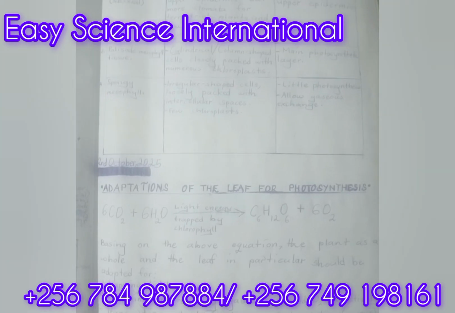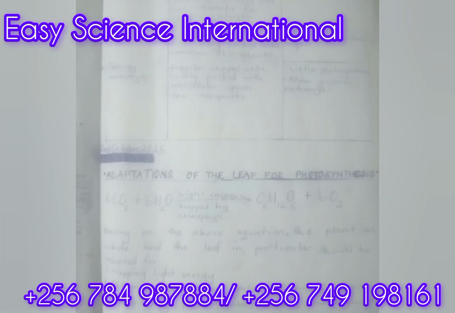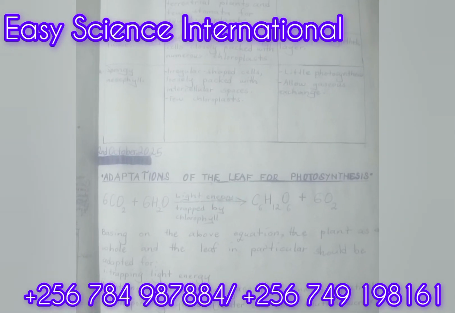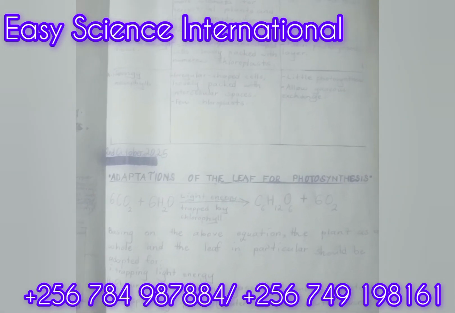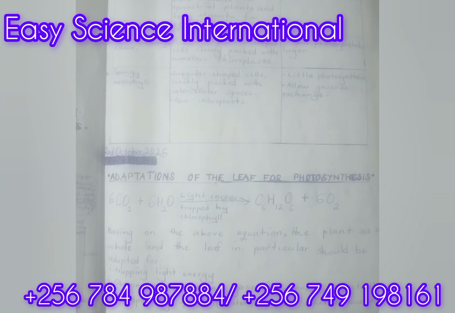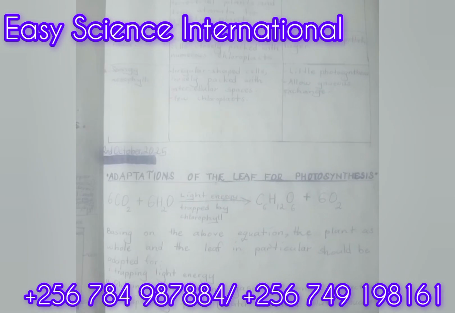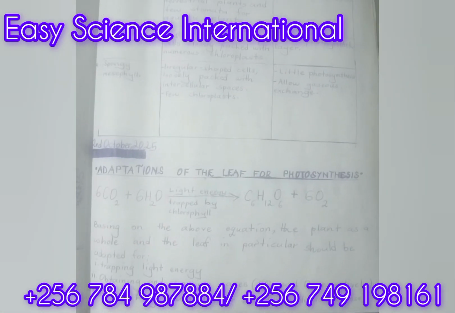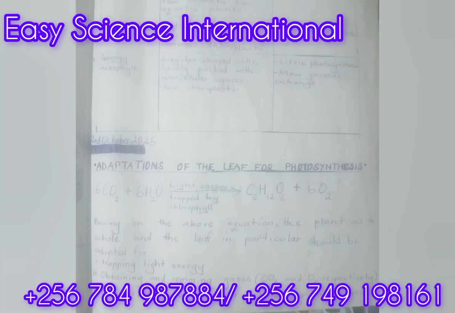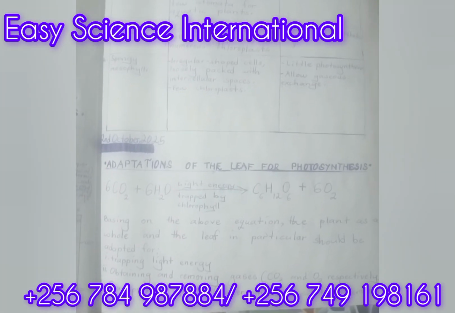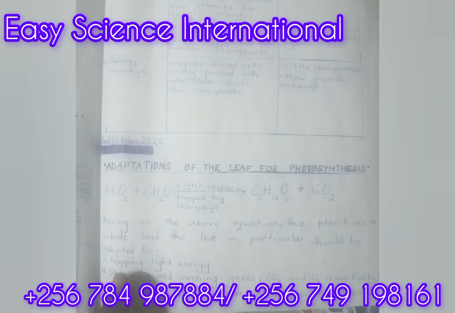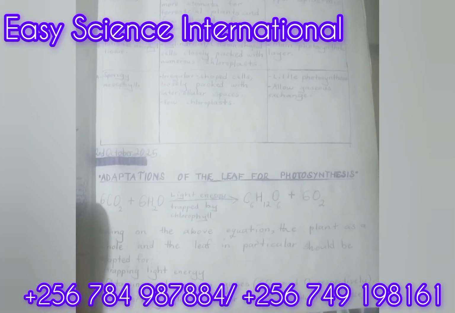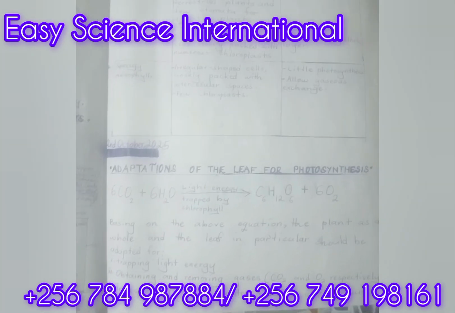When you look at the equation for photosynthesis, we see that 6 molecules of carbon dioxide combined with 6 molecules of water in presence of light energy trapped by chlorophyll to give us 1 molecule of glucose and 6 molecules of oxygen. Now, when you analyze this equation, we can say that basing on the above equation, the plant as a whole and the leaf in particular should be adapted for 1, trapping light energy, 2, obtaining and removing gases. This is carbon dioxide should be obtained, and then oxygen, respectively.